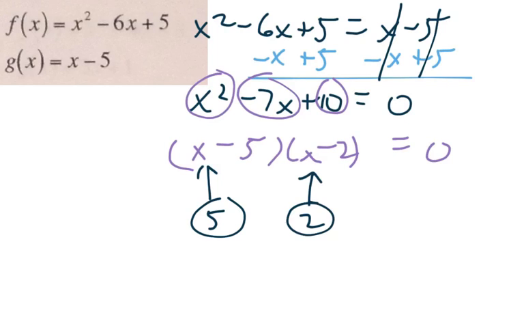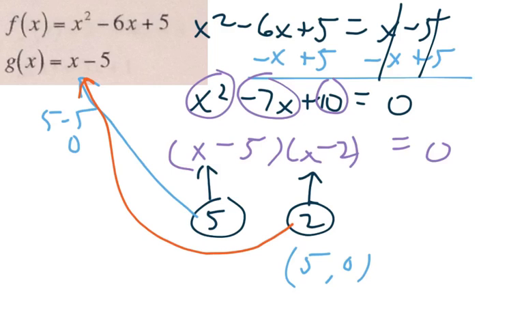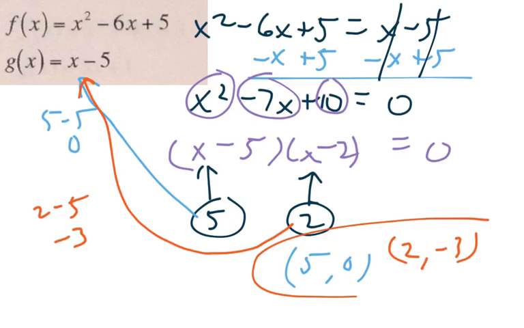Not quite done. I'm going to take each answer. Let's plug in the 5 there. Hey, 5 minus 5 is simply 0, right? So one answer is just simply 5, 0. Okay, now let's do the 2 in there. 2 minus 5 is negative 3. So 2, negative 3 is my other solution.